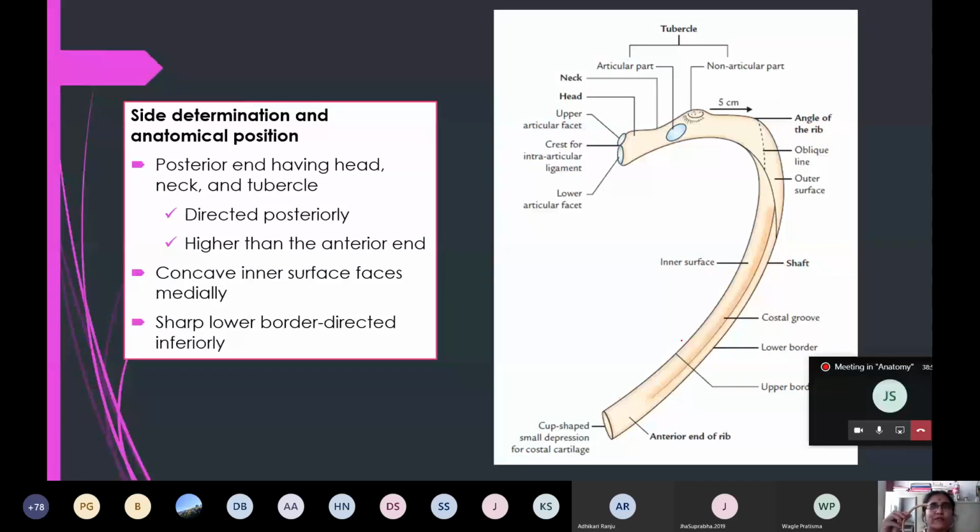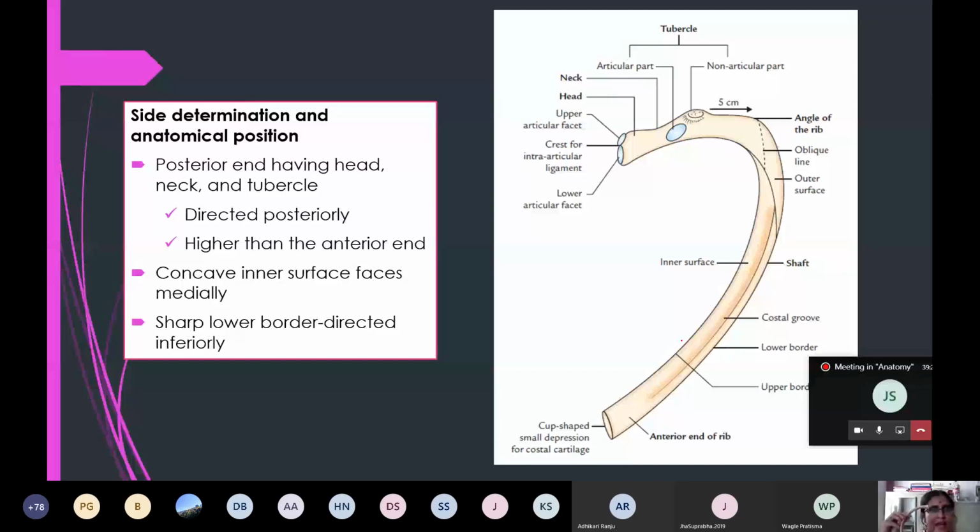This is of which side of the typical rib? This is of the right side. This is of which side? Right side. When you come back to the college, we will again teach you face to face. But right now when you are at home, please study these with the help of your book and atlas. And if you have any queries, you can ask me. Okay, this is very important.